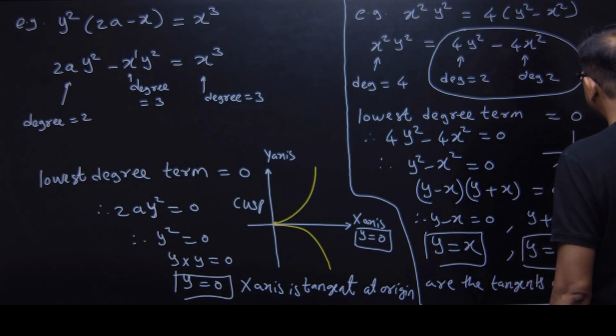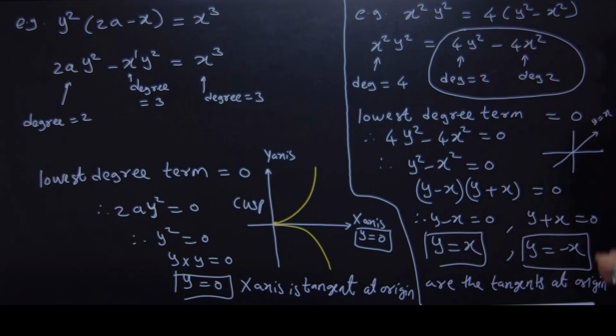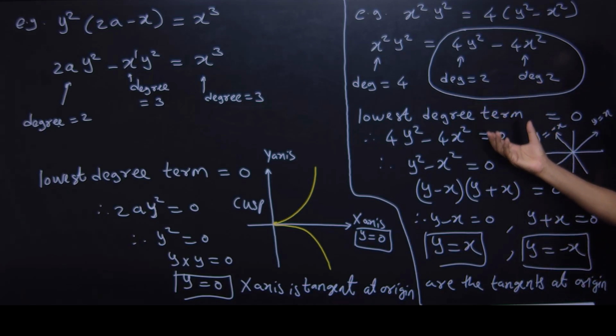We know that y is x is the line which passes through the origin and makes a 45-degree angle with the x-axis. Similarly, y is minus x is the other tangent at origin. How to make use of this rule, we'll see while discussing the problems themselves. We just found out how we can find the tangents at origin for the given curve.